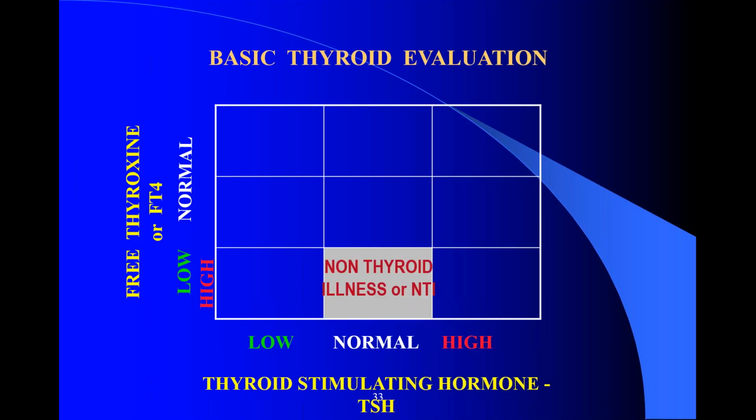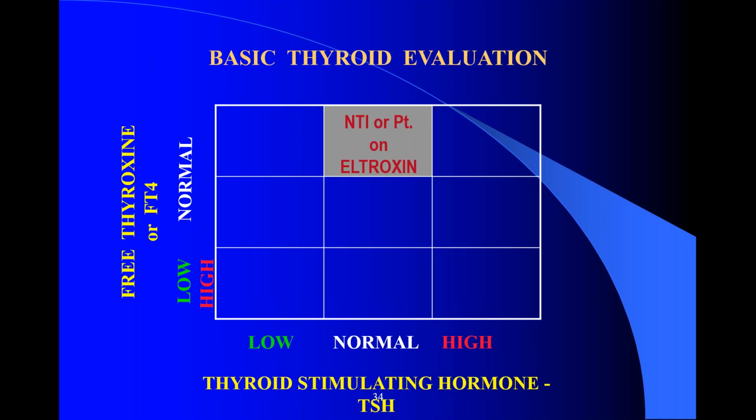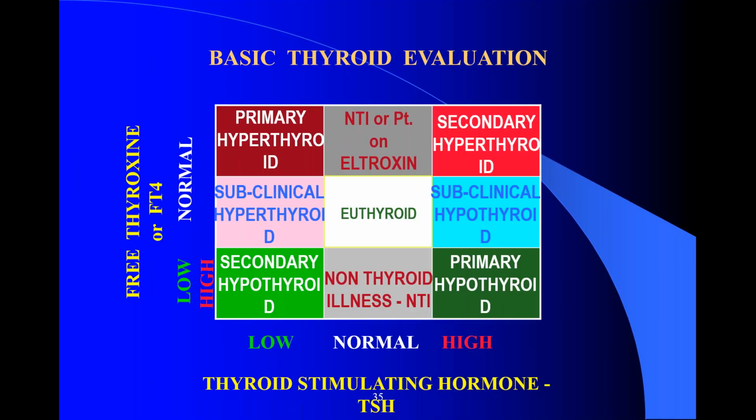If TSH is normal, but T3, T4 are low, in that case, it could be non-thyroidal illness, or the patient might be on a drug such as allotoxin. So this is the comprehensive chart in which you can see, based on the level of TSH and thyroxine, what can be the condition, whether the patient is euthyroid, or has subclinical hypothyroidism or subclinical hyperthyroidism, or primary hypothyroidism or secondary hypothyroidism.